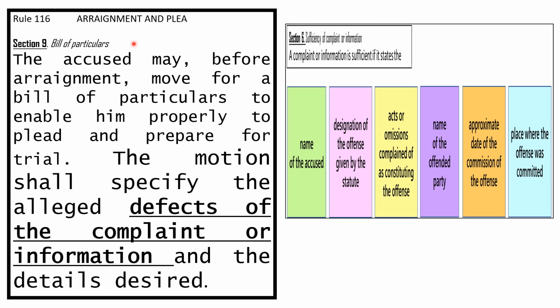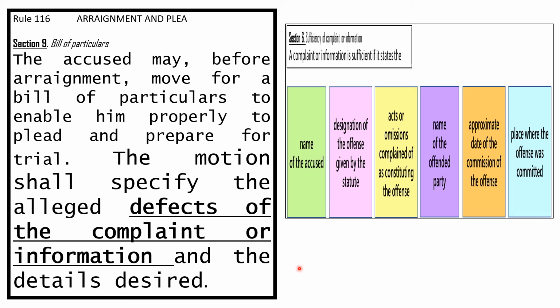But what about in an instance wherein there is a defect in a complaint or information? Like for example, the acts or omissions are vague, you cannot understand them. Then what is the remedy of the accused? Take note that you can file a bill of particulars. That is your Rule 116, Section 9. The accused may, before arraignment or before he enters his plea, move for a bill of particulars to enable him properly to plead and prepare for trial. This is similar to your Rule 12 of your civil procedure. Same concept. And that motion for bill of particulars should specify the alleged defects of the complaint or information and the details desired.